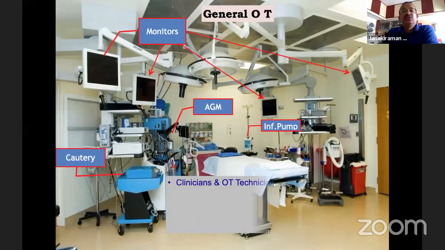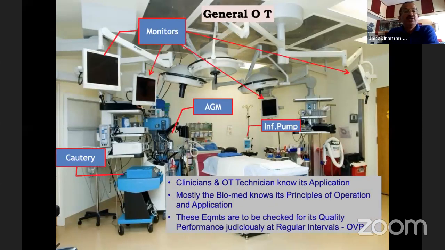This is a general OT. You see there are so many medical equipments. There is a cautery, which sends electric current through the patient. The infusion pump is for critical drug infusion, and has to deliver the critical drug in a precise manner. Anesthesia gas machines have to deliver the oxygen percentage in a correct proportion. Otherwise, if the saturation goes less than 60, the patient will slip into coma and will not recognize anything.